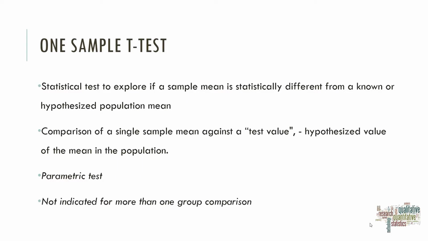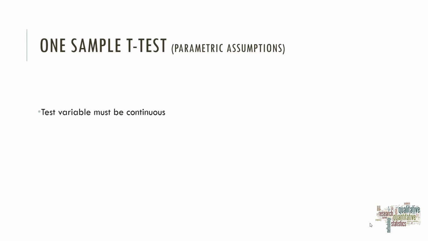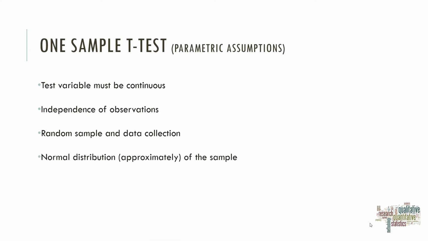So let's see the assumptions. The test variable must be continuous. There must be independence of observations. The sample must be collected from a random population. A normal distribution is assumed. Also, homogeneity of variances is necessary, and we also have the assumption that there can't be outliers in the distribution.